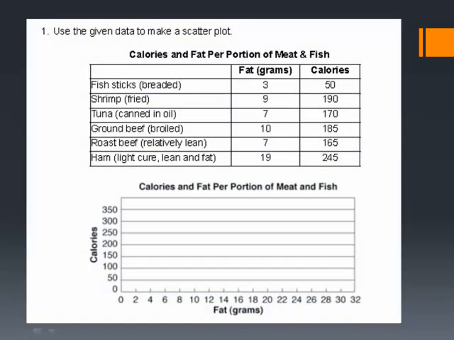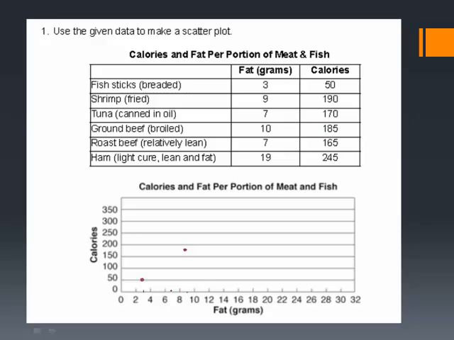Okay, so we can use data to make a scatter plot. Okay, so I have fat in grams on my x-axis and calories on my y-axis. Fish sticks have 3 grams of fat and 50 calories. So 3 is going to be halfway between 2 and 4, and I have 50. Here I have 9 and 190. 9 is halfway between 9 and 10, and 190 is just under 200.